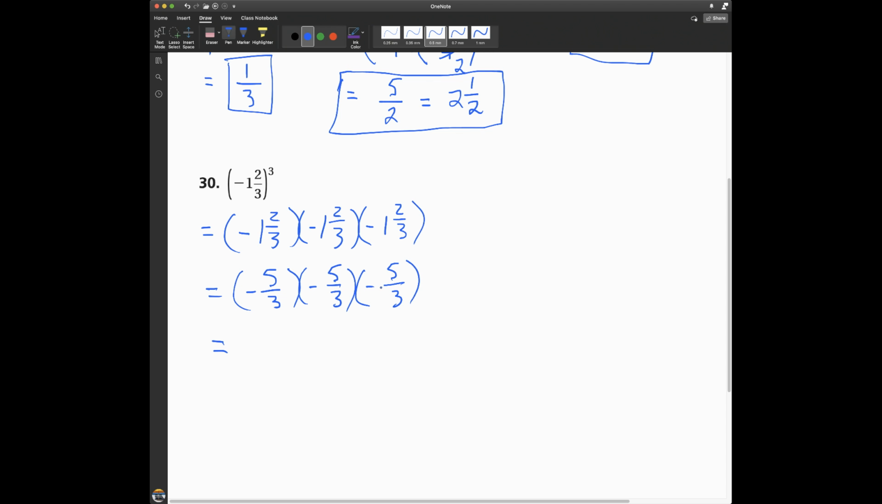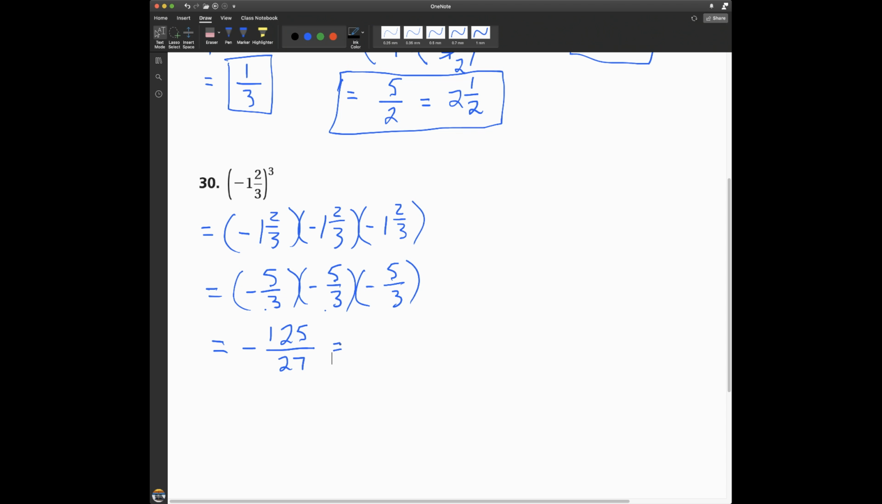And let's figure out what the sign of my answer will be. So a negative number times a negative number is a positive number. So when I multiply these two, I get a positive answer. So a positive number times a negative number is negative. So I know my answer will be negative. And I go ahead and just do the multiplication. 5 times 5 is 25. 25 times 5 is 125. 3 times 3 is 9. 9 times 3 is 27.